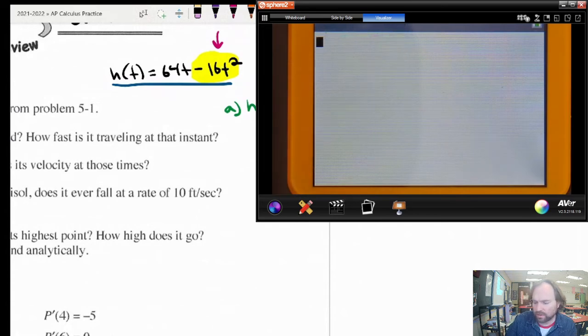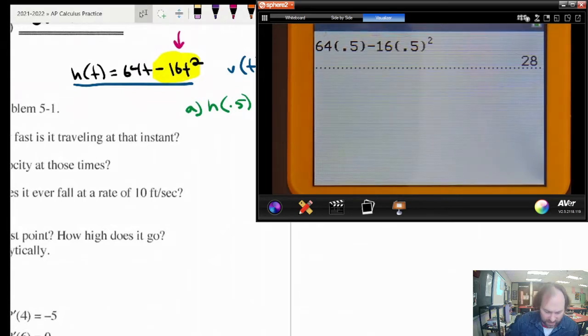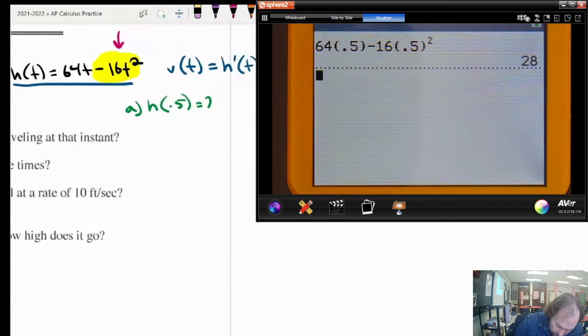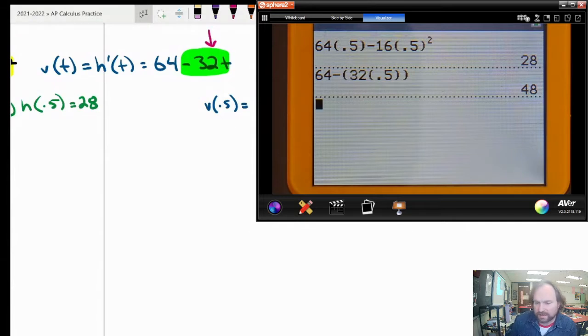We're just going to plug in the half a second time frame, 0.5, right into the height function. So for the first part, 64 times 0.5 minus 16 times 0.5 squared is going to give us 28. That's the height. It's at 28 feet after 0.5 seconds. And the velocity at that time is 64 minus 32 times 0.5. I don't need a calculator for that. That's 64 minus 16. It's 48 feet per second.